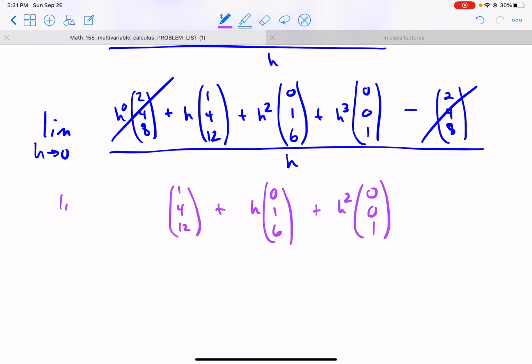Finally, there's one last piece of the formula. The formula had many things, and the last piece is to take a limit. The limit as h goes to 0 means that this piece will go to 0 and this piece will go to 0 because they still have h's. And only the linear term remains. And so this limit is equal to the vector 1, 4, 12.